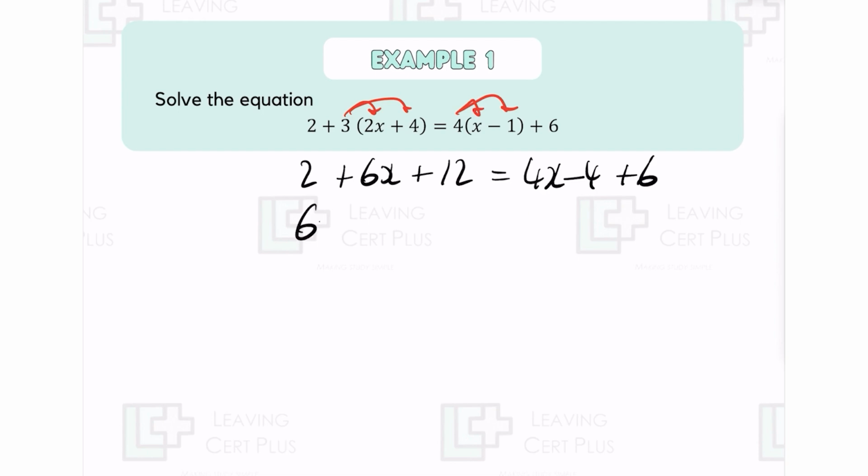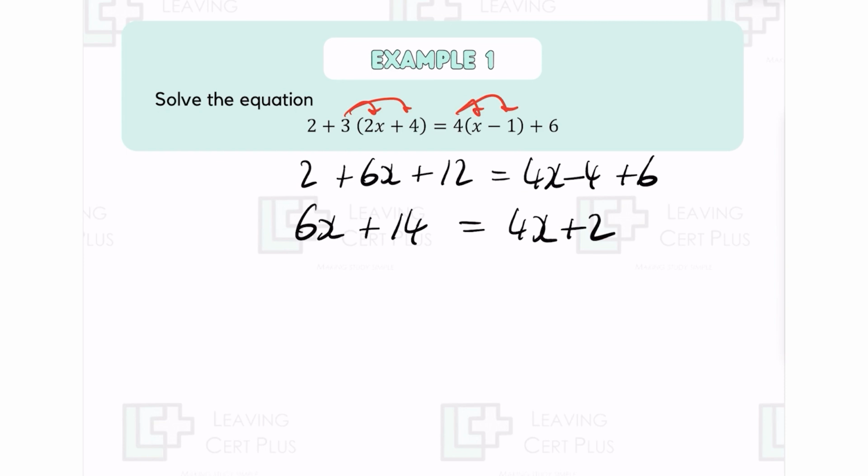On the left hand side you'll notice that 2 and 12 will go together as 14, and on the right hand side we have 4x and we have plus 2. Once we have this done, then it's time to balance the equation. So what this means is I want to get rid of things on either side. I want to get rid of that plus 14, so I will take 14 from both sides. And then I want to get rid of the plus 4x, so I will take 4x from both sides.